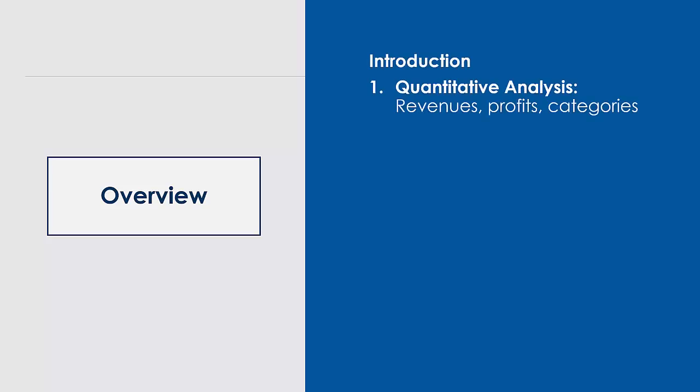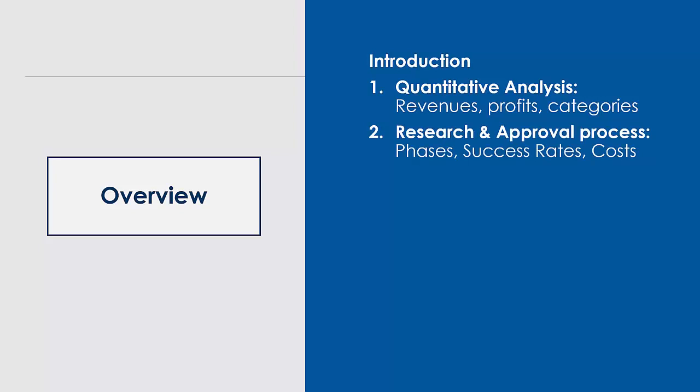So before we get into the details, let me just give you a quick rundown of what we're going to cover in this industry analysis. We'll start with a quantitative analysis, and we'll be looking at revenue figures in recent years, profits, projections for coming years, and also look at some of the drug categories and how they differ from one another in terms of those figures. In section 2 then we'll move on to the issue of research and the approval process, everything that's involved, all the steps and phases, look at things like success rates within the industry and the costs associated with all of that.